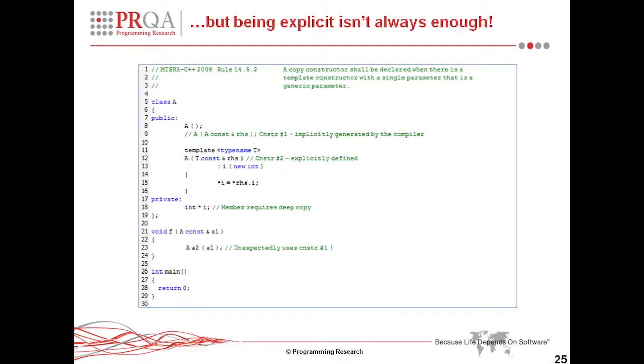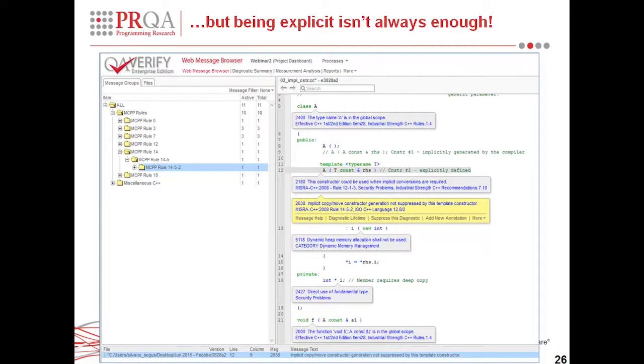Unfortunately, again, the compiler won't raise any warnings on this issue, while a suitable static analyzer will be able to spot it. For example, QAC++, again, in this case with a MISRA C++ coding standard compliance module, will raise a diagnostic against rule 14.5.2, which says basically, as reported there, that a copy constructor shall be declared when there is a template constructor with a single parameter that is a generic parameter. And again, we analyzed this snippet with our analyzer and uploaded the results on QA-Verify, and you can see there highlighted the message reporting the issue.